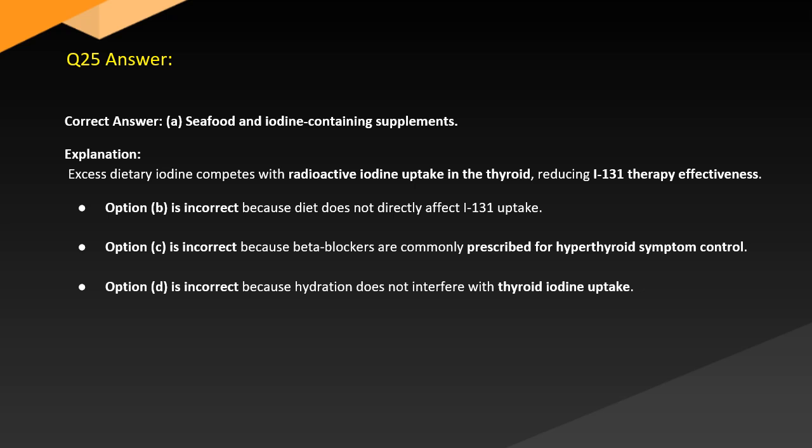Answer. Correct answer A. Seafood and iodine-containing supplements. Explanation. Excess dietary iodine competes with radioactive iodine uptake in the thyroid, reducing I-131 therapy effectiveness. Option B is incorrect because diet does not directly affect I-131 uptake. Option C is incorrect because beta blockers are commonly prescribed for hypothyroid symptom control. Option D is incorrect because hydration does not interfere with thyroid iodine uptake.